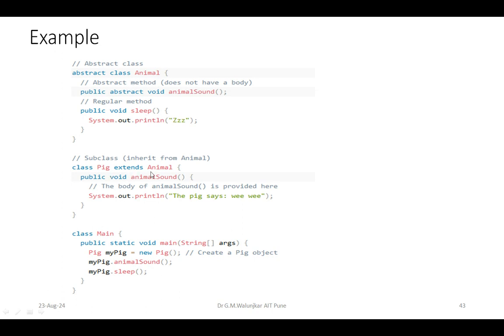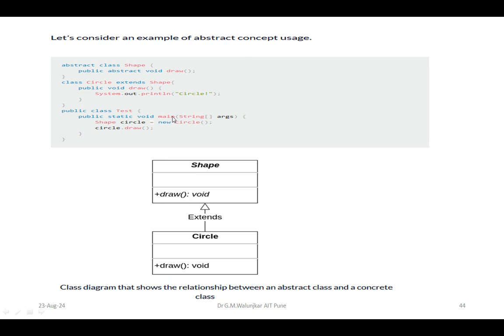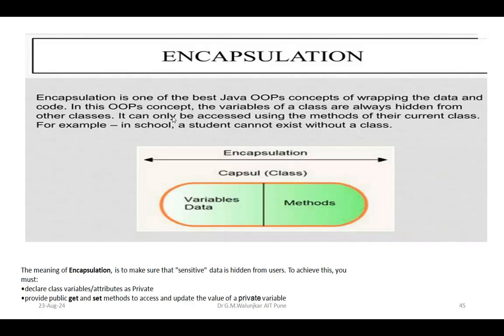So say class Pig extends Animal, and here for animalSound, which is the abstract method, in the derived class you are specifying the body of that method. Then inside main you are creating an object of the Pig class equal to new Pig. When you say myPig.animalSound, it will execute the animalSound method from the derived class. And when you say myPig.sleep, sleep is a normal function which will be executed from the abstract class Animal. There are a lot of examples you can consider on this abstraction.